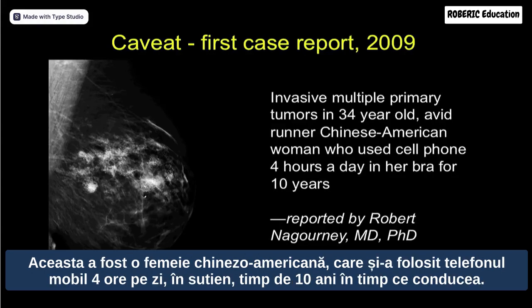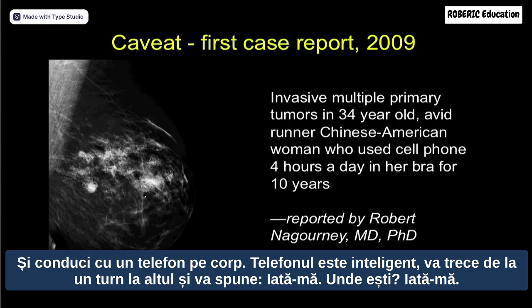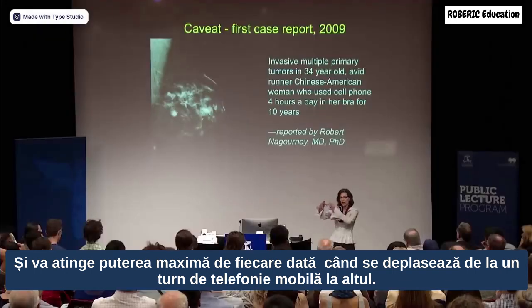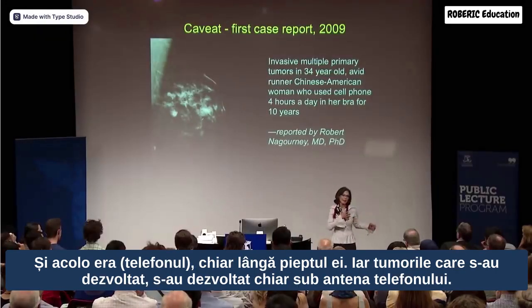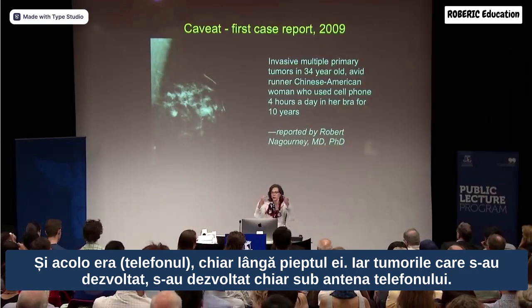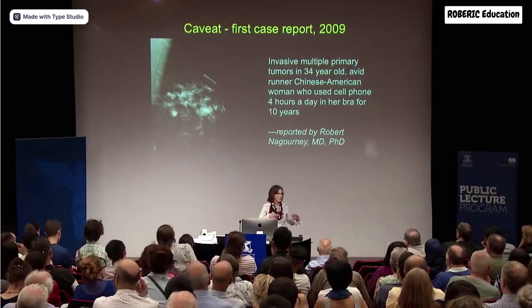This was a Chinese-American woman who used her cell phone 4 hours a day in her bra for 10 years while she was driving. Now, you drive with a phone on your body. The phone is smart. It's going to go from one tower to another, and it's going to say, here I am, where are you, here I am. And it's going to be going to max power each time it moves from one cell tower to another. And there it was right next to her chest. And the tumors developed right under the antenna of the phone. Unusual tumors.